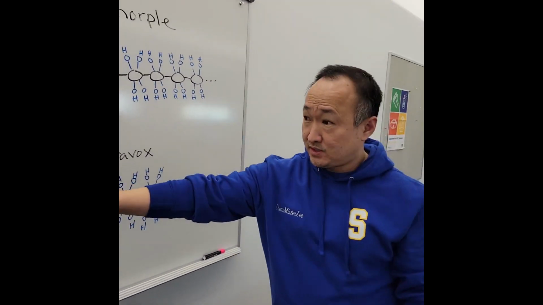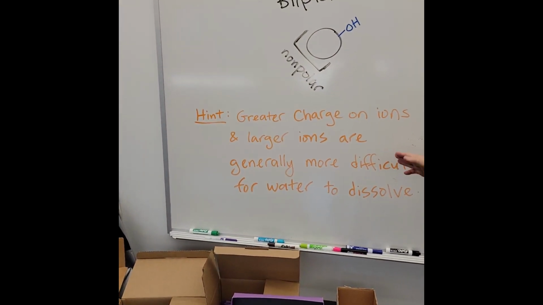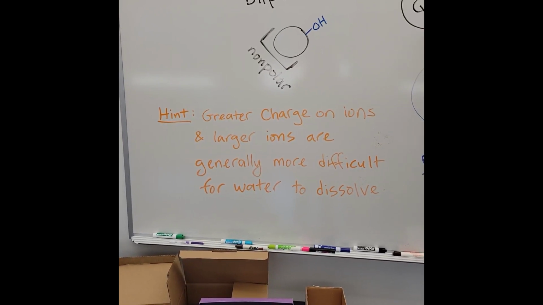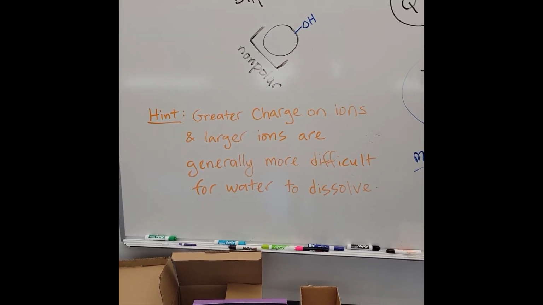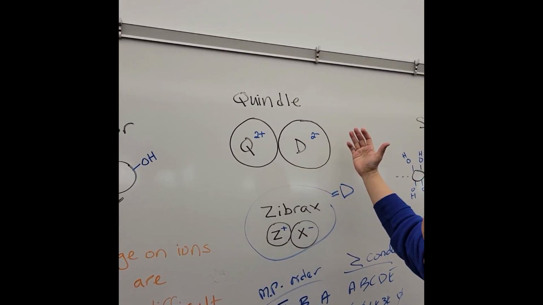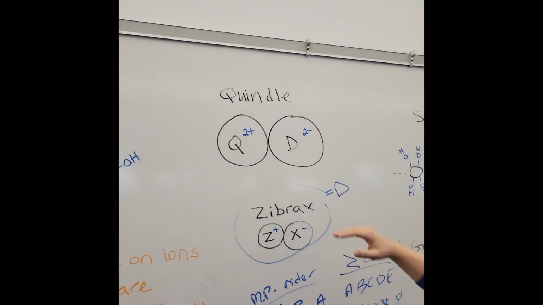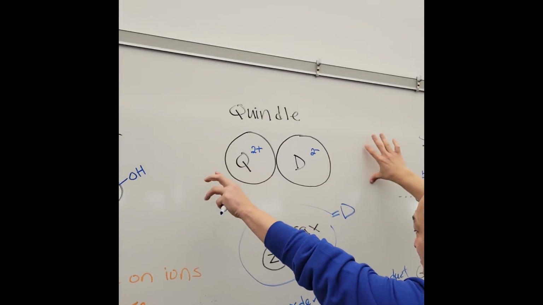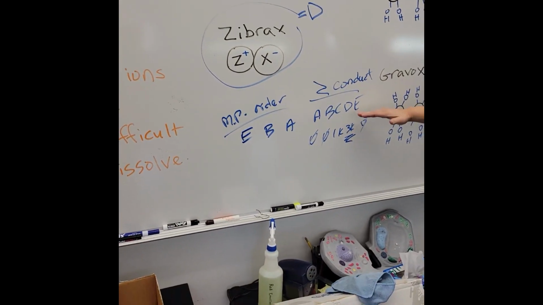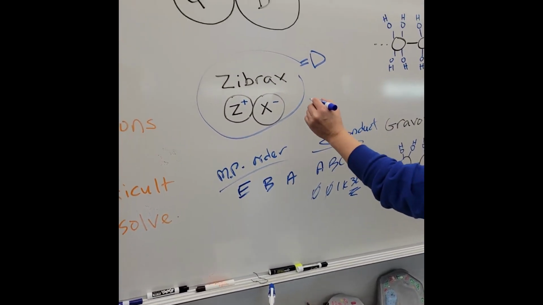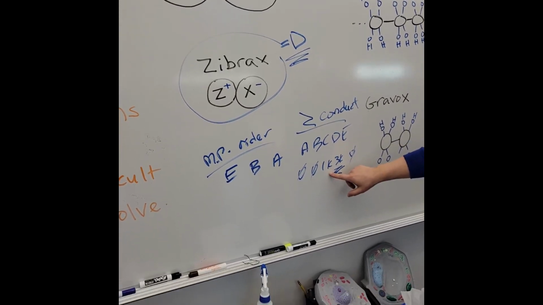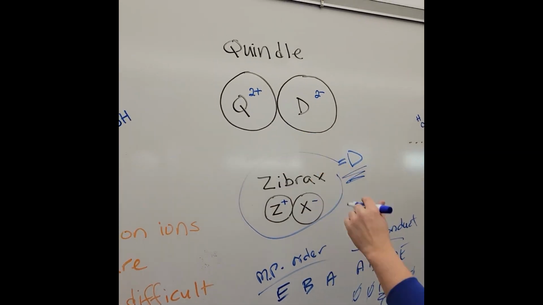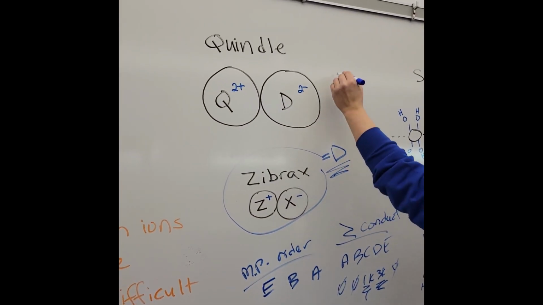And the reason it's D is because if you look over here to the hint, the things with greater charge generally, and the ions that are larger, so I try to make that intentional with the 2 plus and the 2 negative, and I drew those ions bigger, they're not going to dissolve in water as easily. All right, so you need these guys to dissolve for the conductivity to be higher. So this here is D. And then C, because it's also ionic, we can expect, as long as it dissolves, it's going to conduct electricity. So this is going to be C.